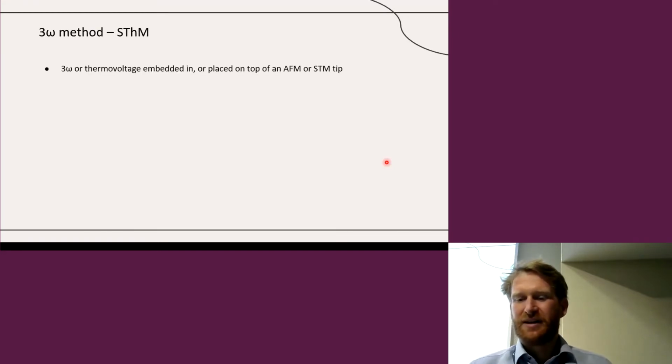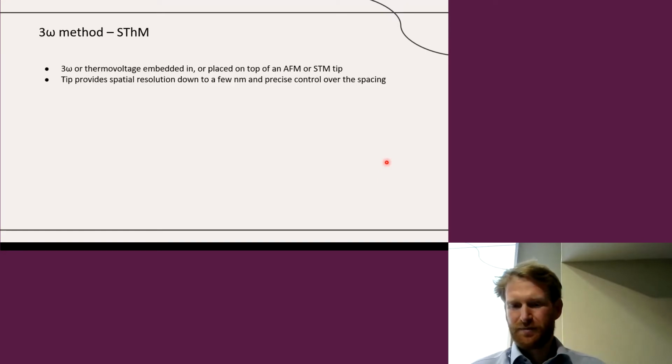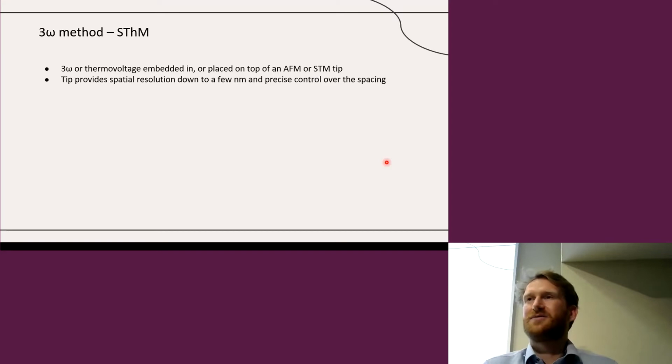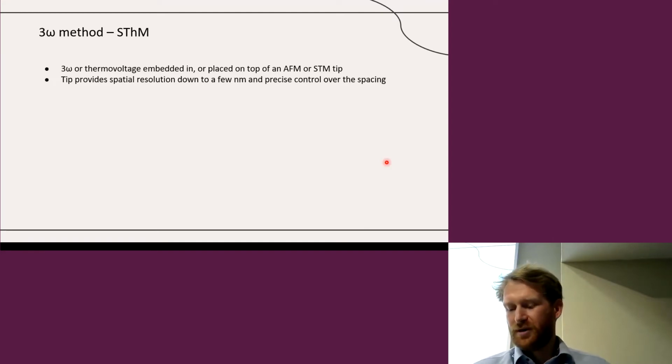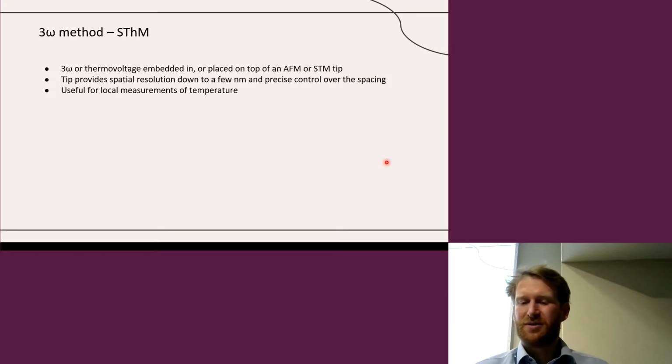So the idea there is that you put either the Triomeca, so you put a resistive heater on an AFM or STM tip, or you use the thermal voltage, so the CBEC, to measure very locally on an STM tip what the temperature is. The advantage there is that this tip provides a very good spatial resolution down to a few nanometers, and you can have very good control over where you're measuring and what you're measuring. So it's very useful for doing local measurements.